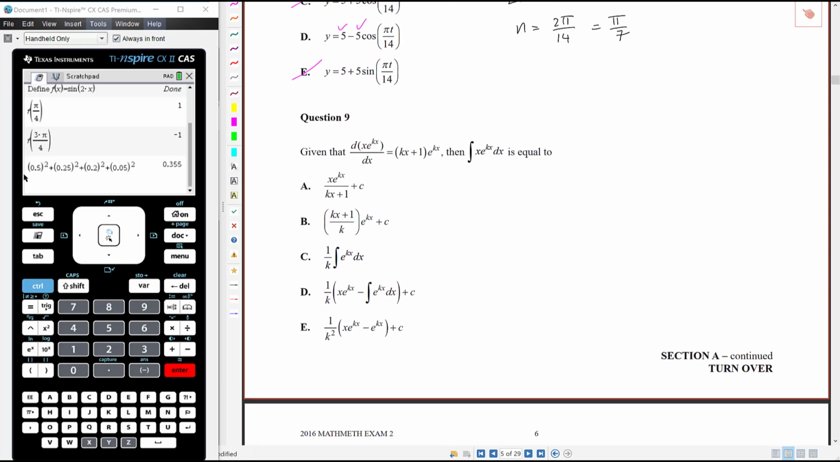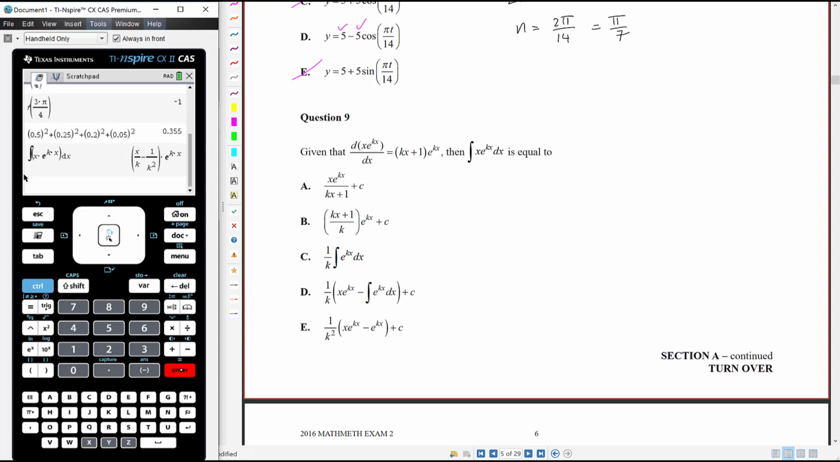Okay, question 9. Given that the derivative of x e to the kx is kx plus 1 times e to the kx, then the antiderivative of x e to the kx is equal to. Okay, so if you were to just use your CAS, which it'd be worth trying to see what happens, but I suspect that's defeating the purpose of the question, and it's not going to match, obviously, any of the answers that we get. So if we did x times e to the kx, antiderivative of that with respect to x, we find that it's this. Okay, so that doesn't immediately match any of the options.